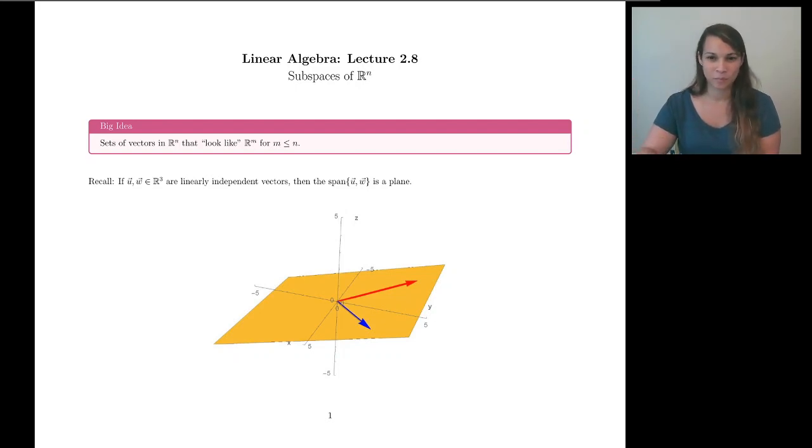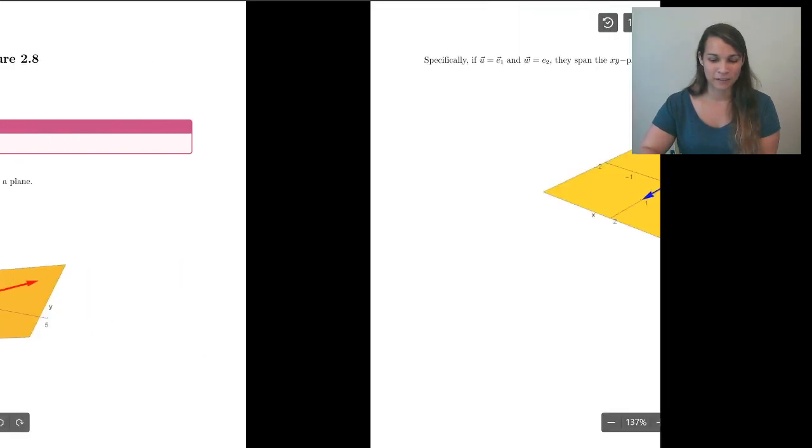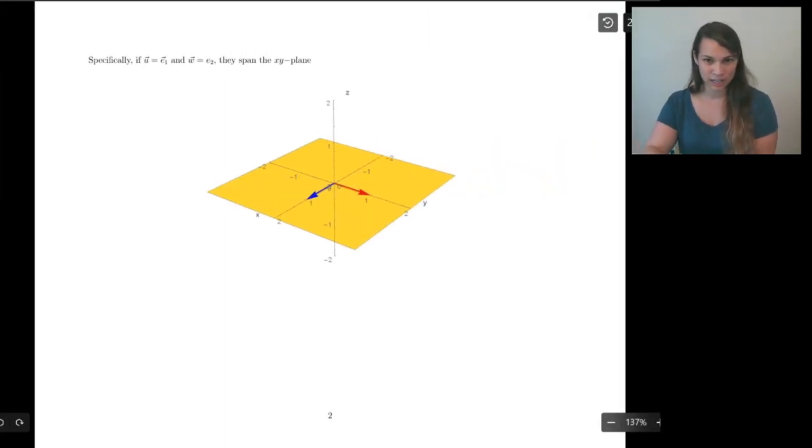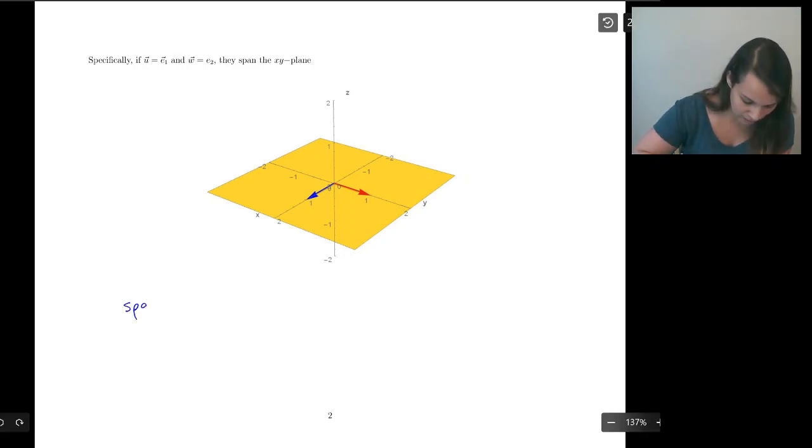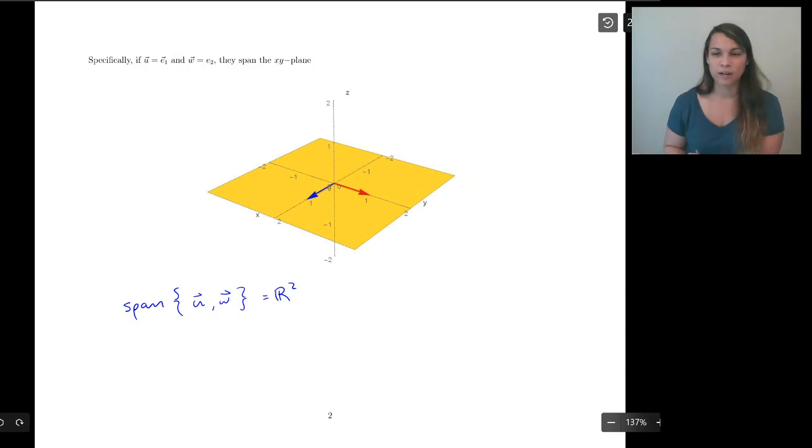But hopefully you remember, I want to look at two vectors in particular, say E1 and E2. So blue is E1 and red was E2. Then the span of those guys would be the entire XY plane. This looks like R2 because the XY plane is R2. What we are not going to say is span of U and W equals R2. We are not going to say that because it doesn't equal R2.